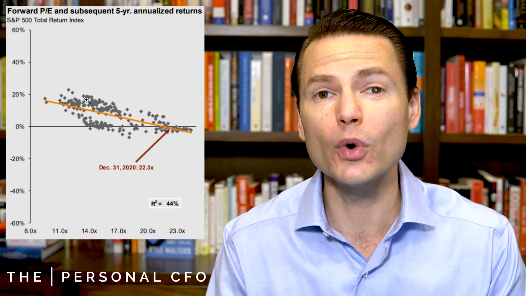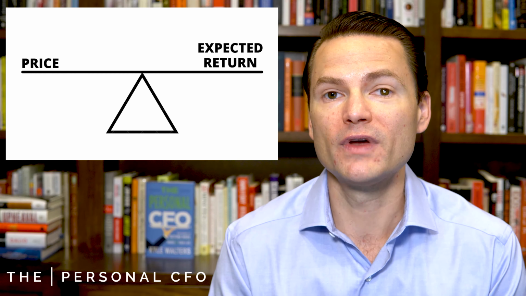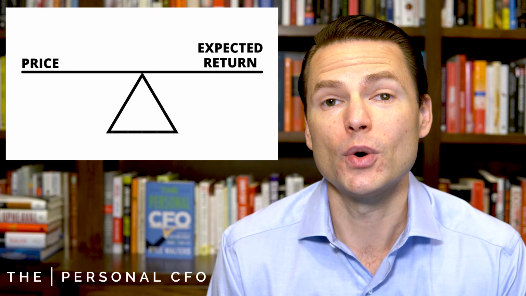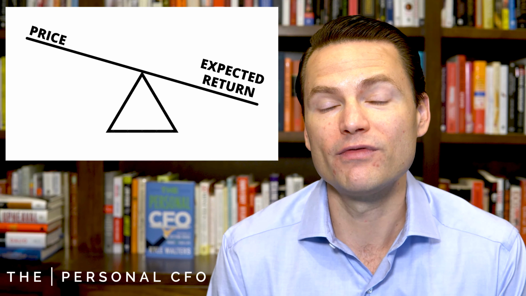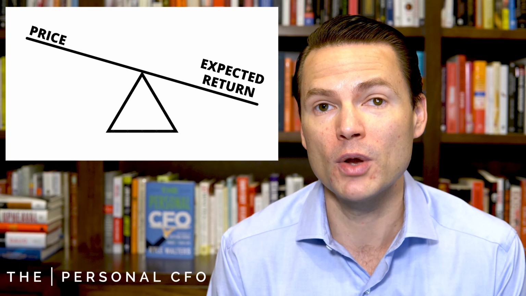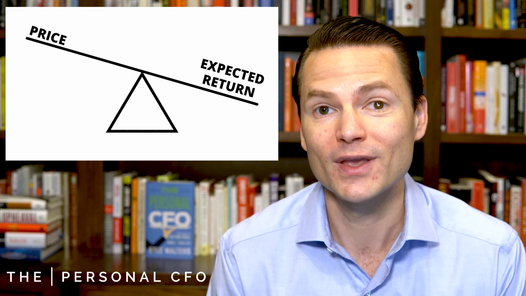And if we go back to one of my prior videos where I introduced the seesaw, well, price and expected return move in opposite directions. So in this case, as the price that we pay goes up, the expected rate of return in the future goes down. And based on where we are now with valuations, price has gone up to the point where our future expected return is not high. It's actually zero when looking at historical numbers. Okay, that's not our goal, 0%.